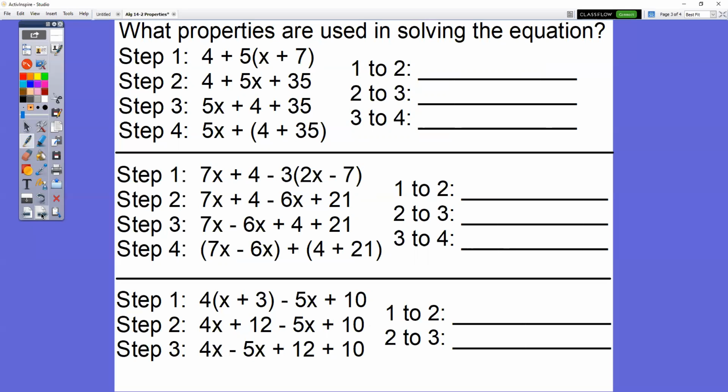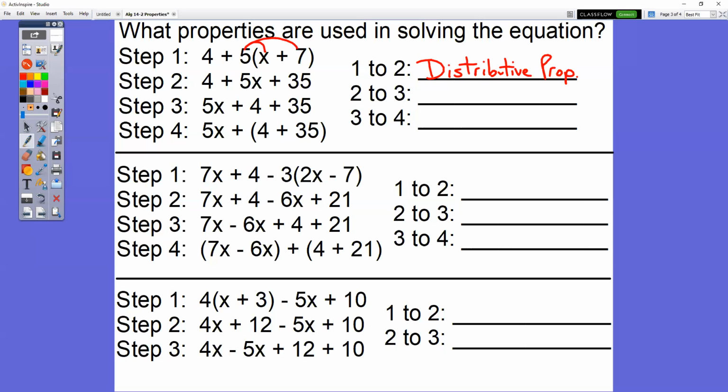So when we look from step 1 to 2, how are we going from 4 plus 5 times in parentheses x plus 7, how are we getting to 5x plus 35? What are we doing when we go from that to that? What is it called when we have the parentheses and we multiply? Distributive, all right? We're doing the distributive property. We're going 5 times x and 5 times 7. So from step 1 to step 2, we are using the distributive property.